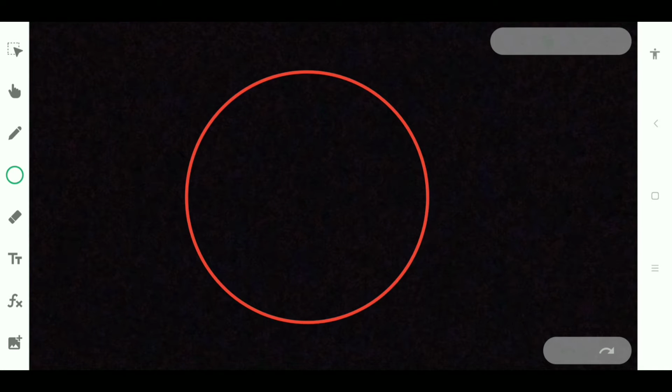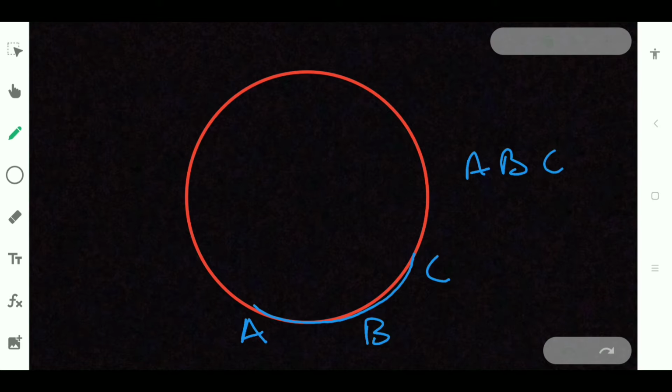So let us know first what is an arc. If a circle is placed like this, the part which I have colored with blue is called an arc. An arc can be defined as any part of the circumference of the circle. If we take this arc colored in blue, let us name it ABC. So ABC is an arc.